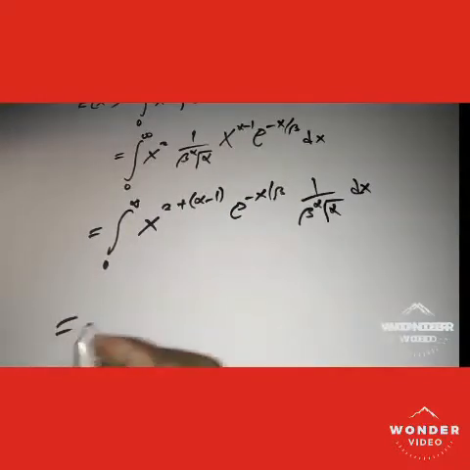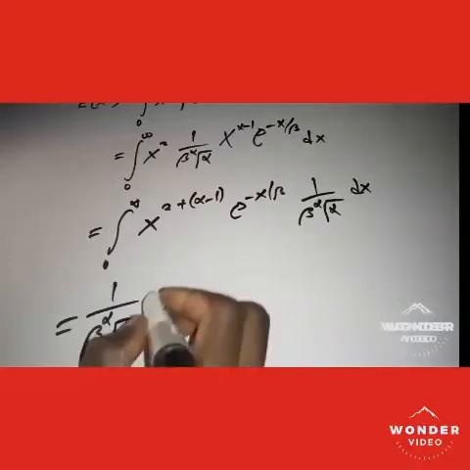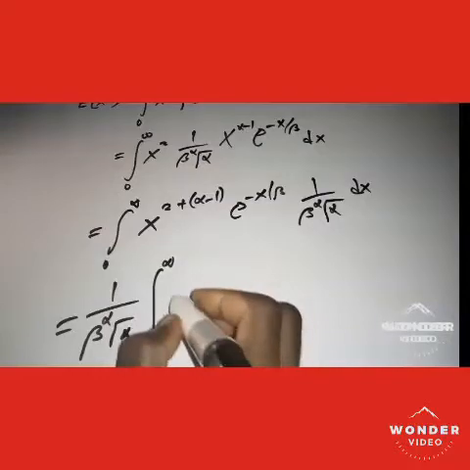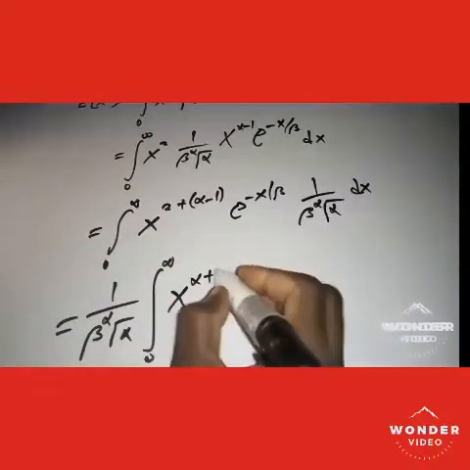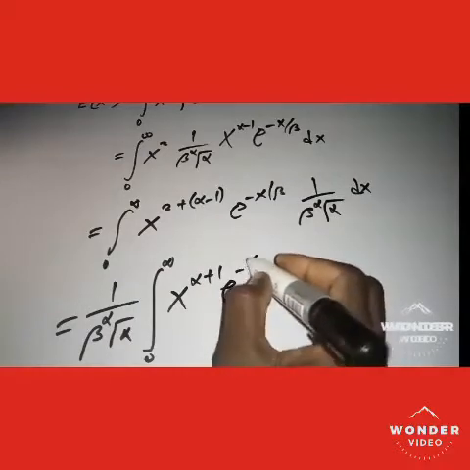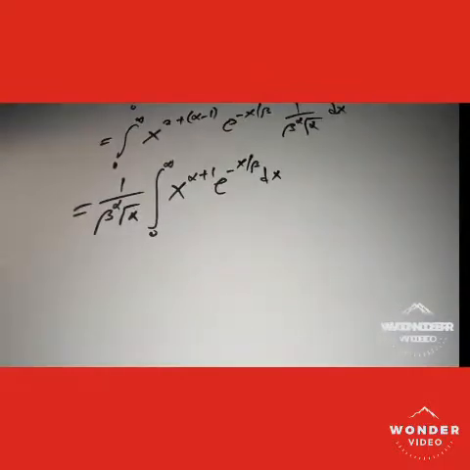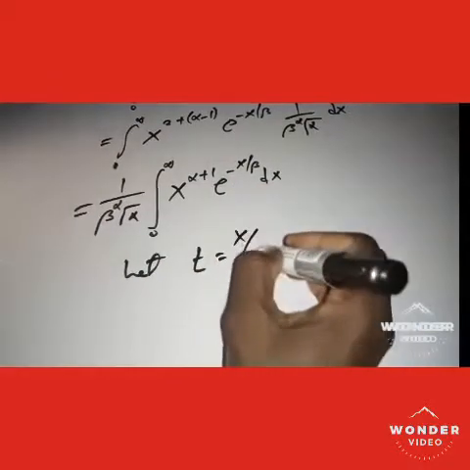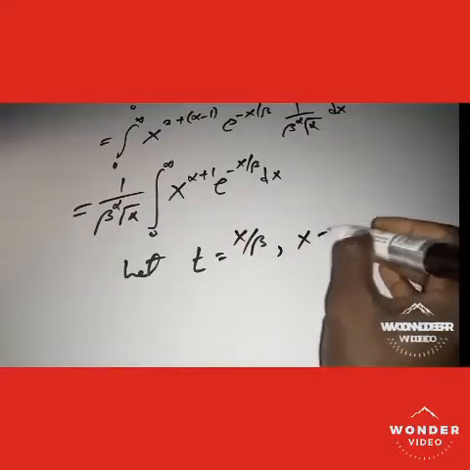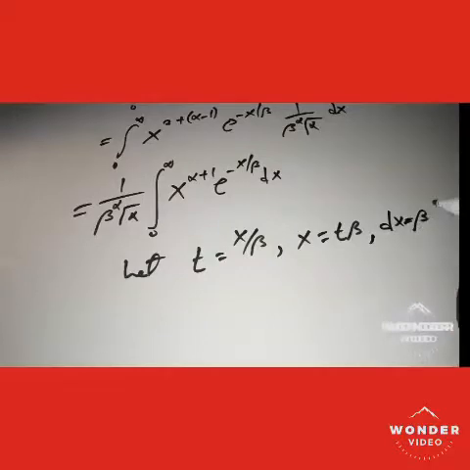So writing the constant out as usual, I will now have 1 all over beta to the power alpha gamma of alpha, the integral from 0 to infinity of x, so 2 plus alpha minus 1 gives alpha plus 1, e to the power of negative x all over beta dx. Now I will introduce my new variable t. Let t be equal to x all over beta, so that x is equal to t beta, and my dx is now equal to beta dt.